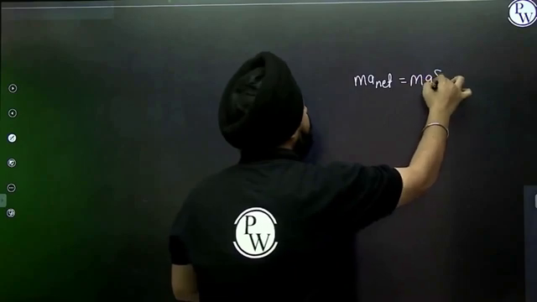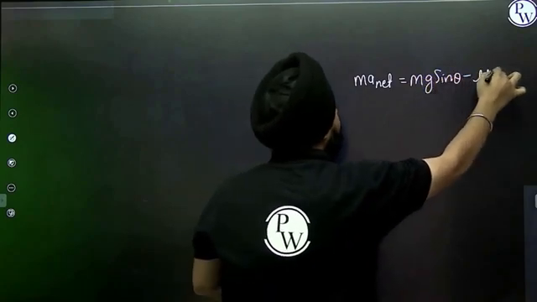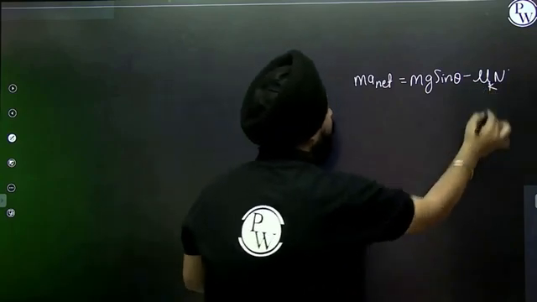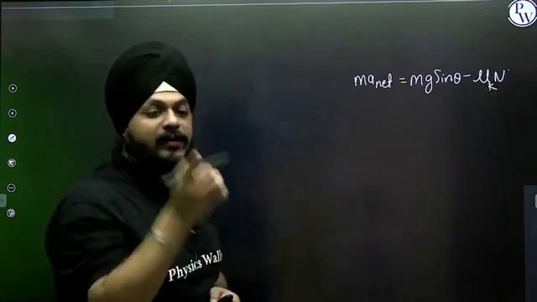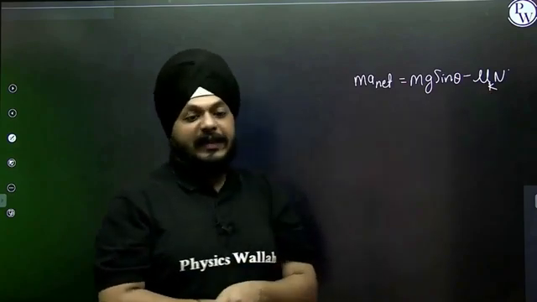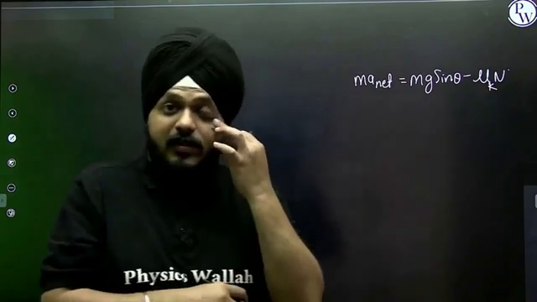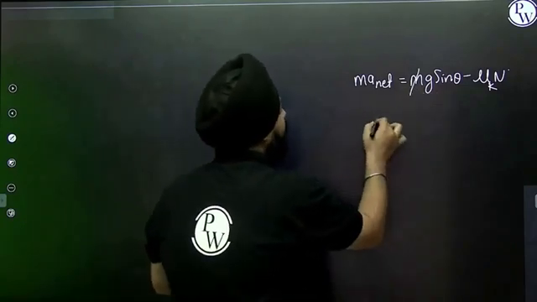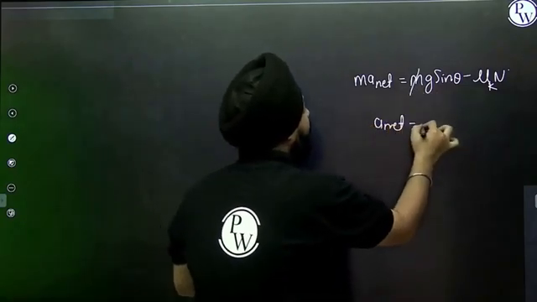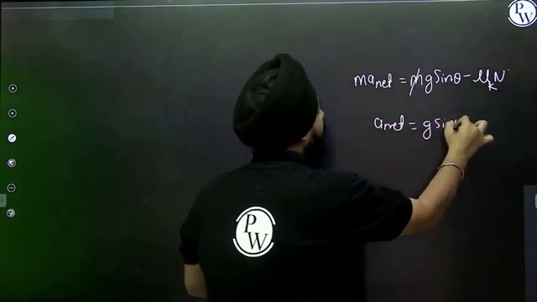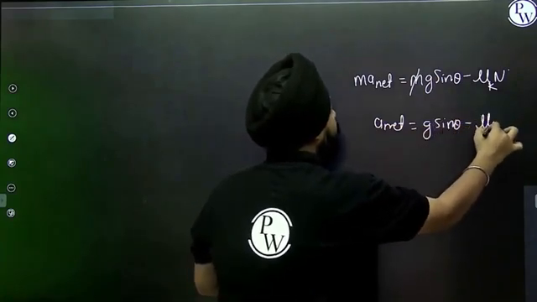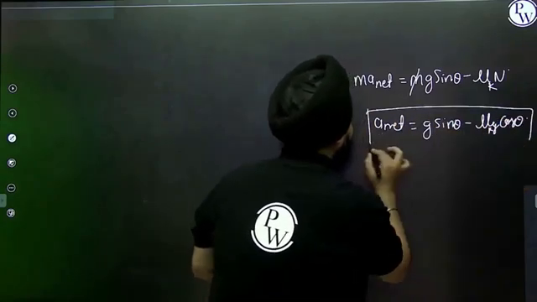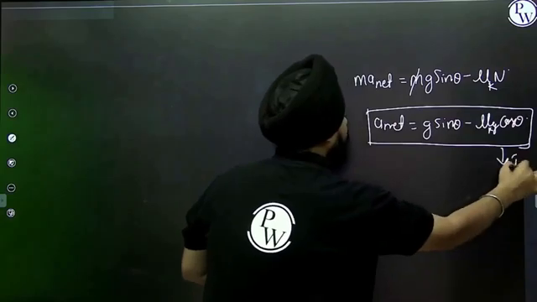So mg sin theta is the higher magnitude and the friction will be the lower. So it's mg sin theta minus mu k N. It's mu k, because the object is moving, that's why we have kept it as kinetic friction. So m will get cancelled, so a net is equivalent to g sin theta minus mu k g cos theta. Can I consider this as equation number 1?